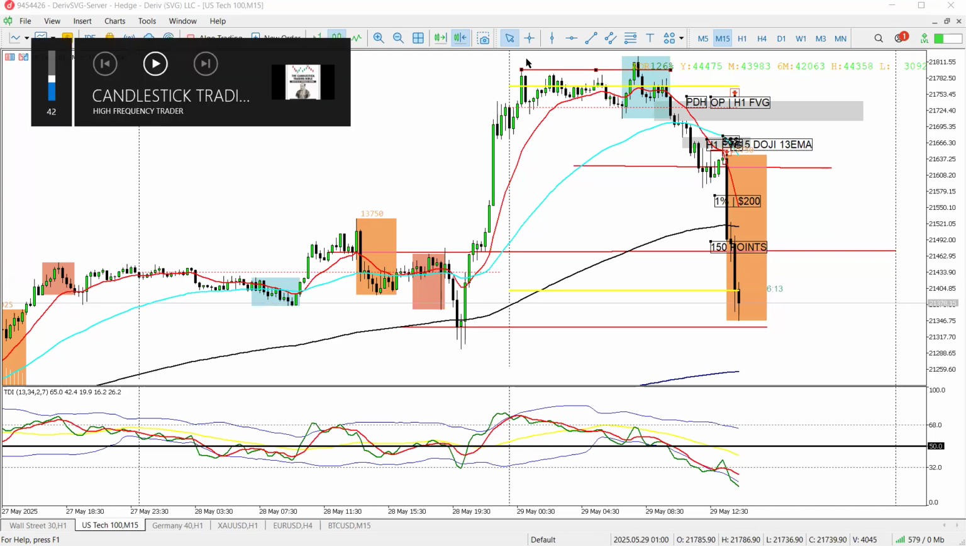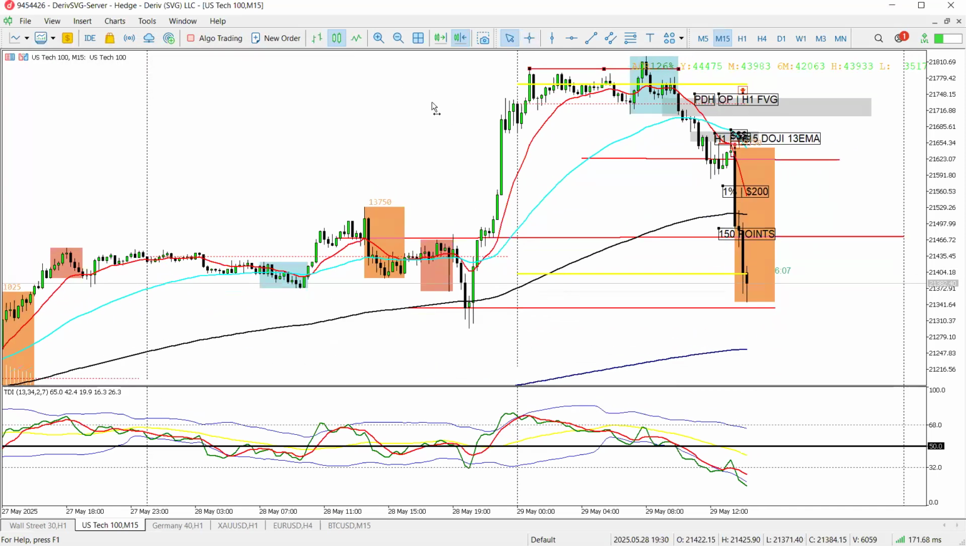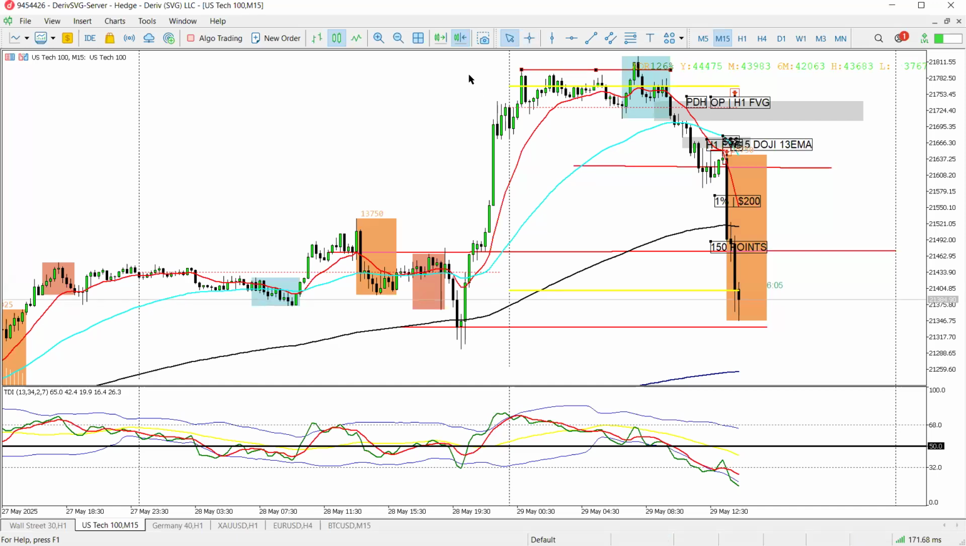So today I just came with a quick lesson, and I'll be speaking on the importance of marking out the previous day's high and marking out the previous day's low, so that these levels can help you come up with a setup for your current day.